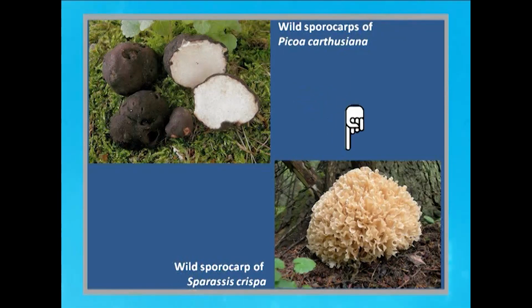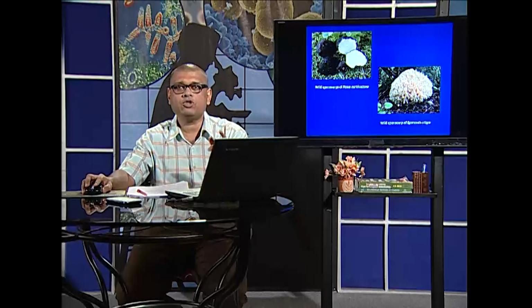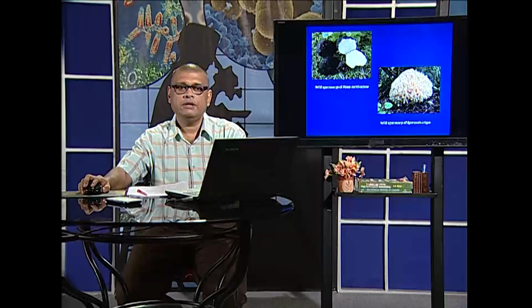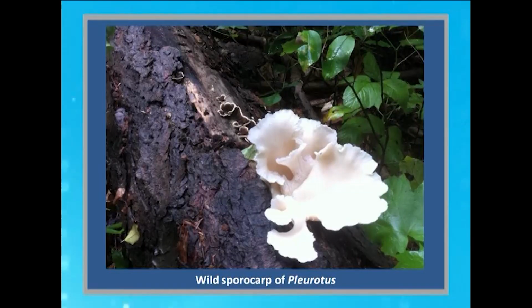But when it comes to the wild sporocarp of Sparassis, this particular mushroom is a typical cauliflower mushroom because it looks like a cauliflower. So you can very well see the variation in the sporocarp structure, and this variation in color, texture, shape and size makes mushrooms unique. Of course, Pleurotus, which is a very common oyster mushroom, grows in multiple tiers. It can be cultivated, but it can also grow on tree trunks. It is a very palatable mushroom, commonly consumed in Southeast Asian countries.